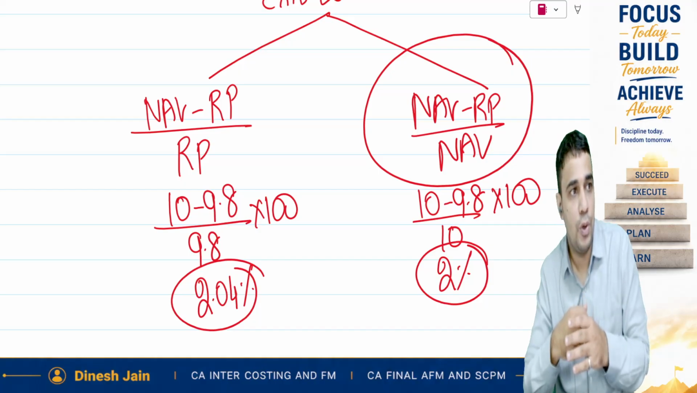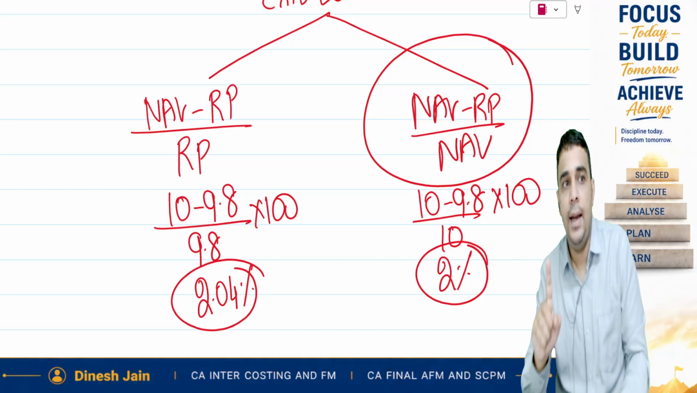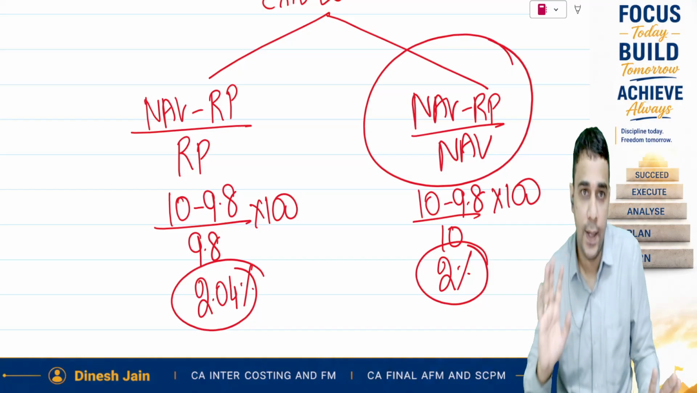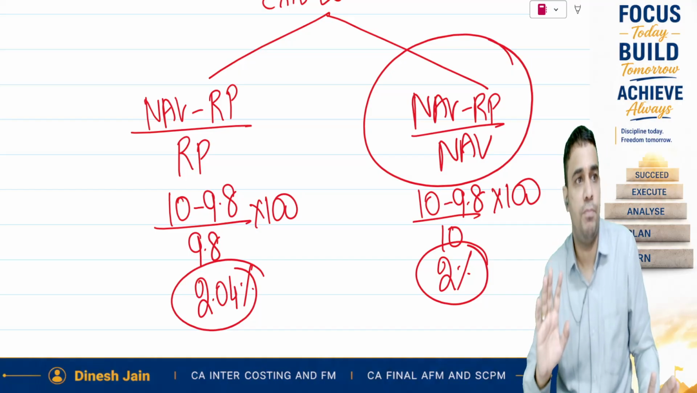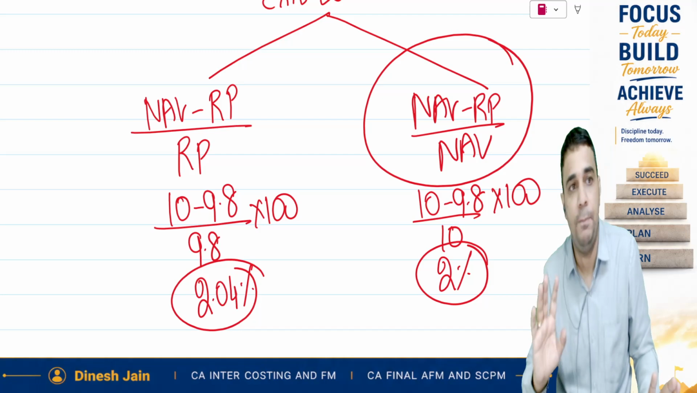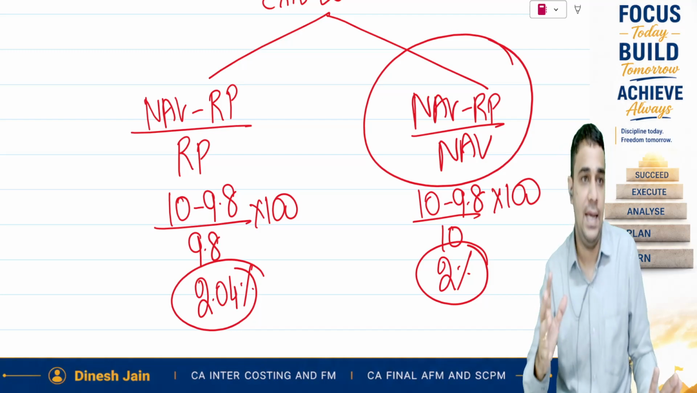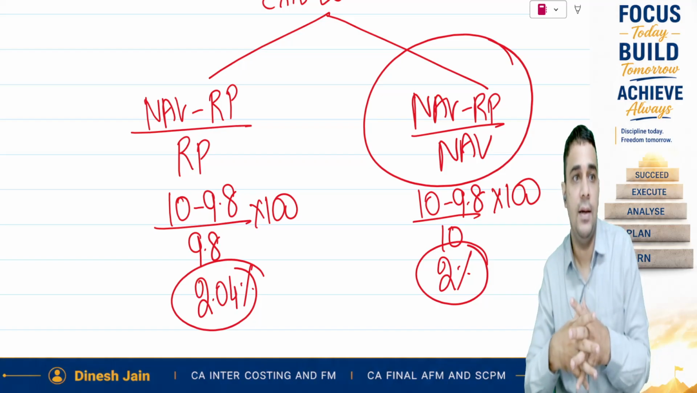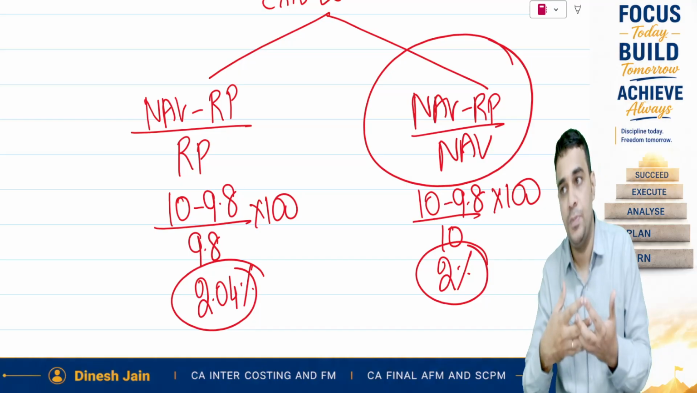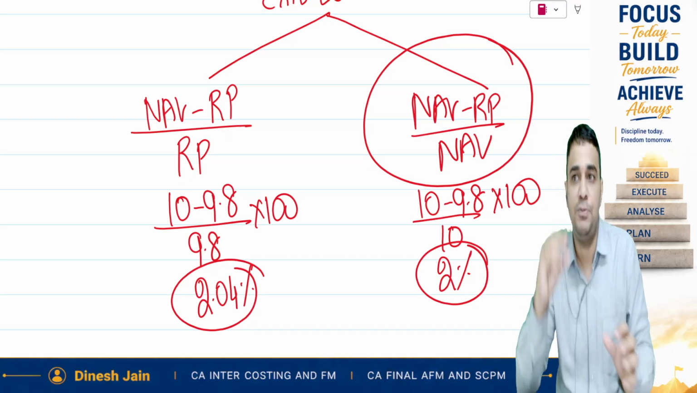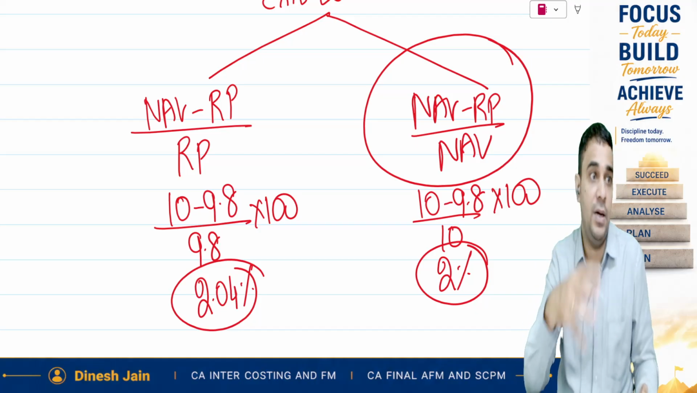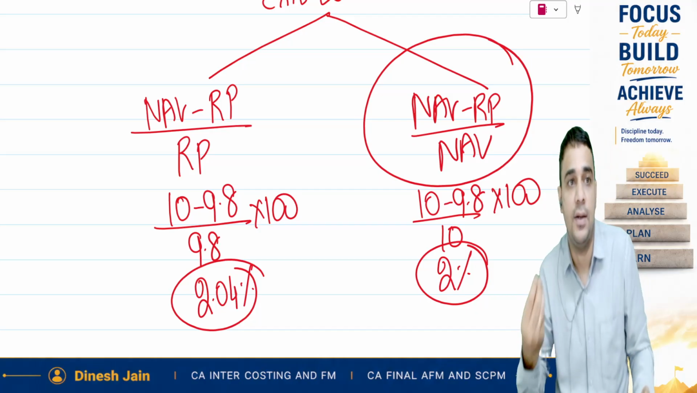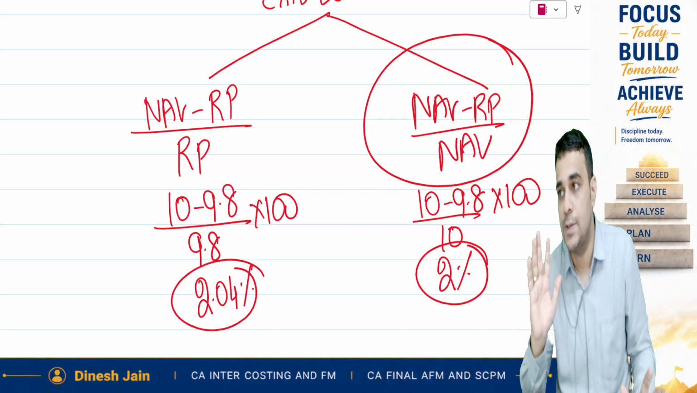Back end load is still charged in the practical world, and I've already shown you one good example. The purpose is very simple. I want to discourage people from exiting immediately, because if a lot of people are exiting immediately, I need money to pay them. Every mutual fund keeps some amount of cash, but if that money is not sufficient, they'll be forced to sell their investments and return the money. Any doubts on the concept here?